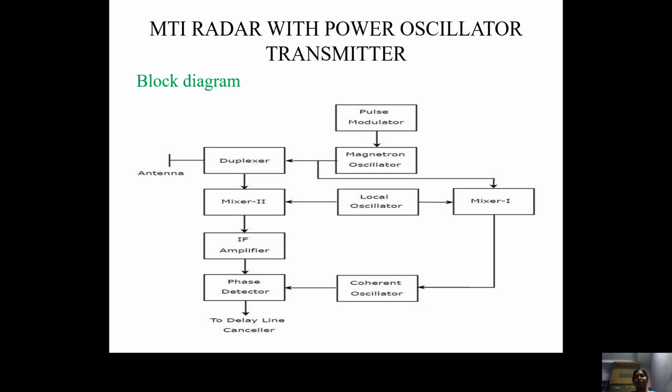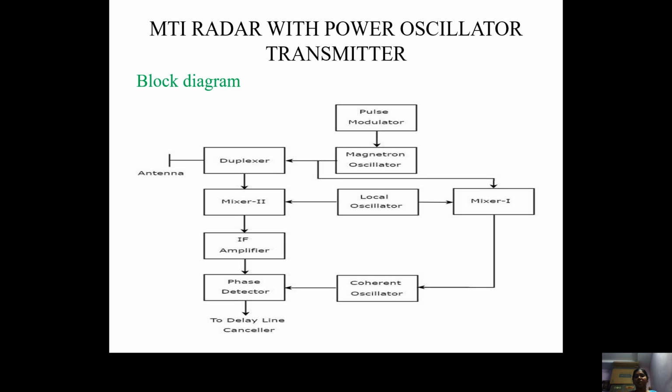The operation of the MTI radar with power oscillator transmitter is the same as that of the MTI radar with power amplifier transmitter, but the only difference is that instead of a power amplifier we use a magnetron oscillator.